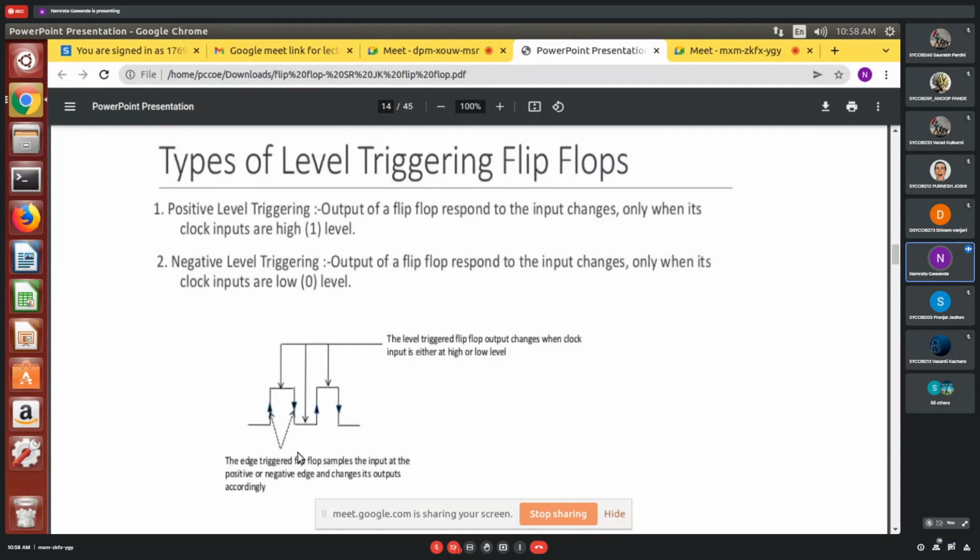Okay, so the edge triggering flip-flop samples the input at the positive or negative edge. Now this is the leading edge. From downward to upward, if it is going, then it is known as a positive edge, and from upward to downward, it is known as negative edge triggering. So based on that, the output changes. So the edge triggered flip-flop samples the input at the positive or negative edge and changes its output correspondingly. This is basically the concept that is used inside the flip-flop and inside the latch.